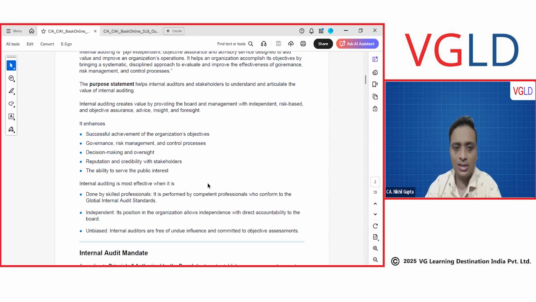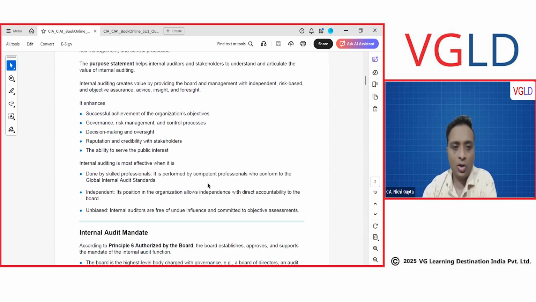But try to understand what we are learning here. We are learning about the purpose. We are learning about the need for internal auditors. Now, the last point in this is that internal auditing is most effective when it is done by skilled professionals, which is you guys, CIA, Certified Internal Auditors. It is performed by competent professionals.